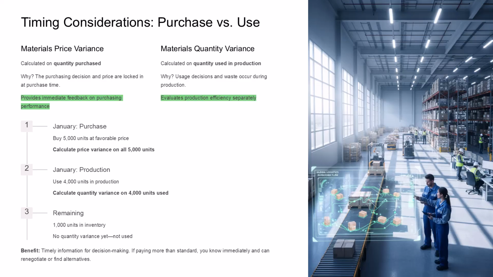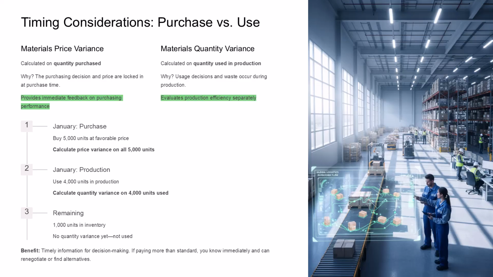If you conflated these, you'd be mixing purchasing and production responsibilities in a way that obscures accountability. This separation also has a practical benefit. You identify price variances immediately when purchases are made, not later when materials are used. That gives you timely information for decision making.